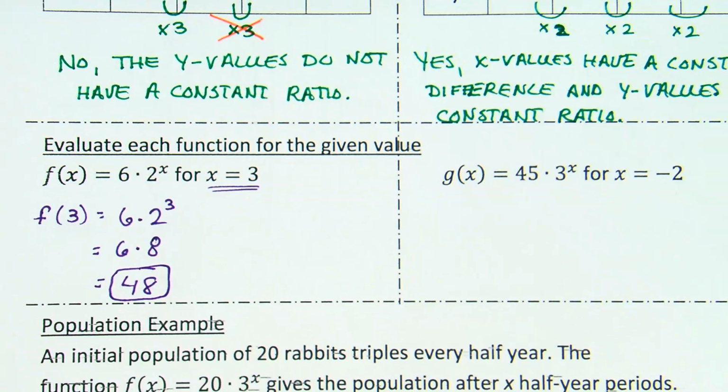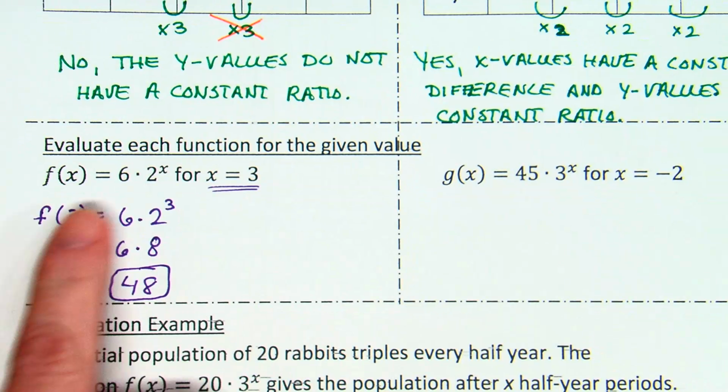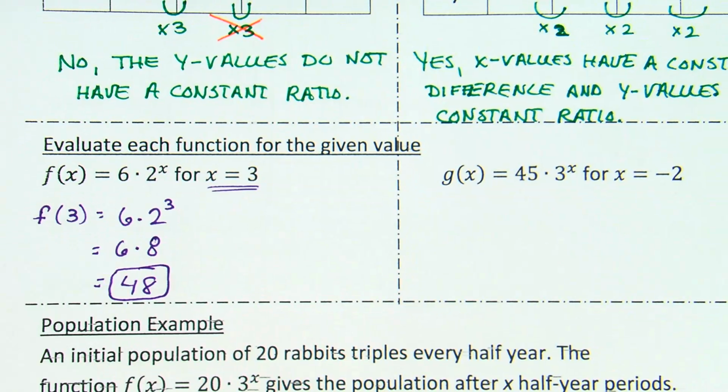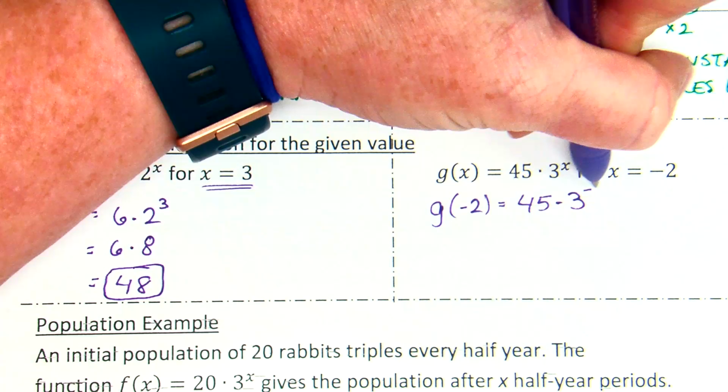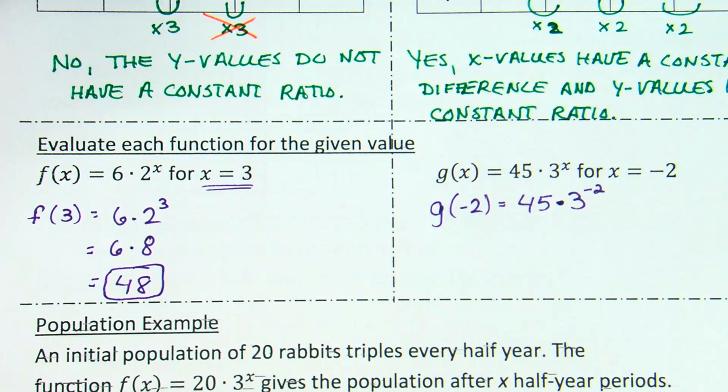Okay, so evaluate. Don't freak out about it. It just says for x equals 3, so 3 goes in for x. What am I doing over here with g of x? Okay. We're plugging in negative 2. So the math we're going to be doing is 45 times 3 to the negative 2. Oh, yeah. Or negative second.